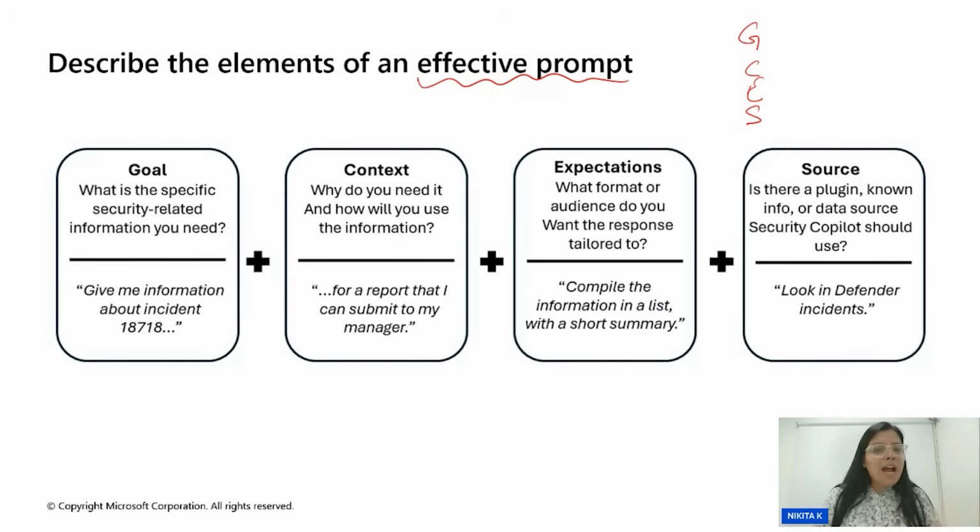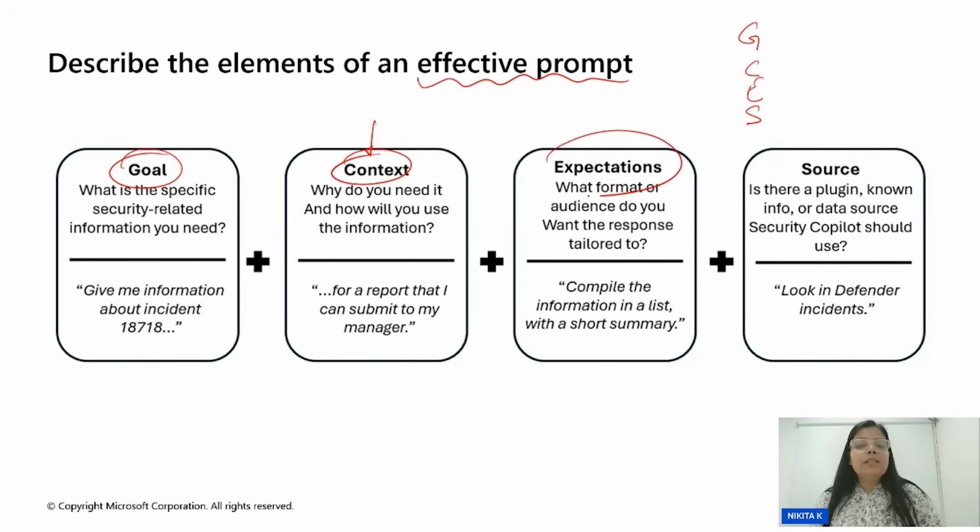It's not only for Security Copilot. If I'm using Copilot Chat also, it's very useful. So G stands for your goal, what you want to search. In terms of Security Copilot, I want to gain the information, or I want to gain the summary. If you're using Copilot Chat, I want to write an email. Why do you come to Copilot? What is your purpose? What information do you want? Second is the context. Why do you need it? Let's say your manager asked for it, or maybe you want to give an email, anything. What is your context?